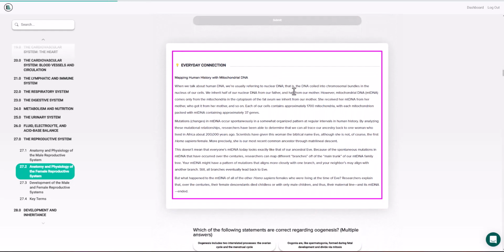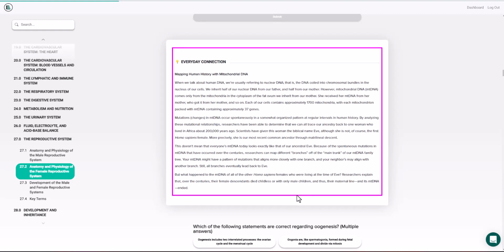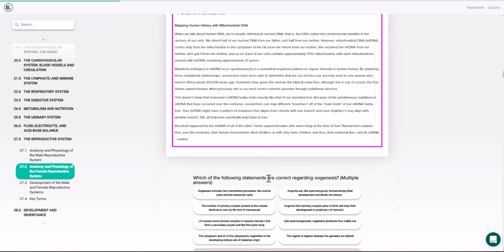A little thing about this mitochondrial DNA. It's an extremely interesting story, and basically through this we're able to test back through all Homo sapiens, back to the time of what they call the mitochondrial Eve, right? The first woman, if you will. We can test all this through mitochondrial DNA. Very, very cool stuff.